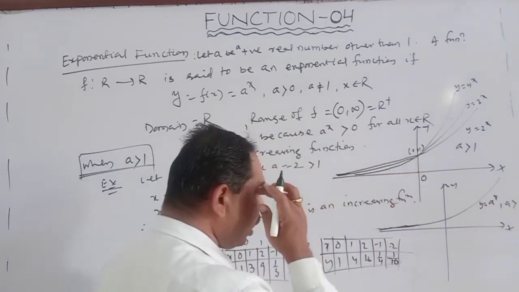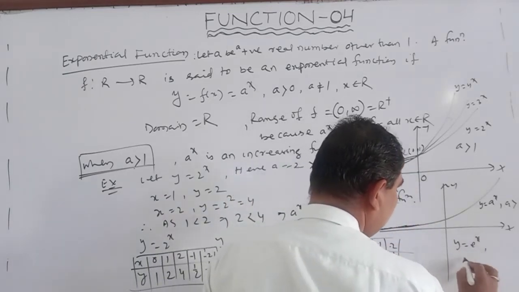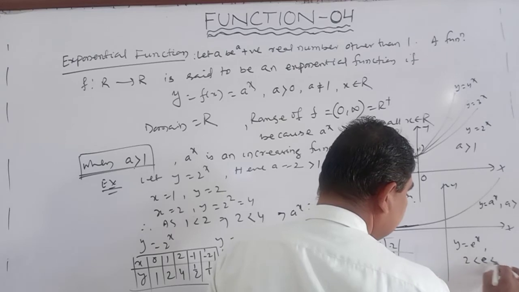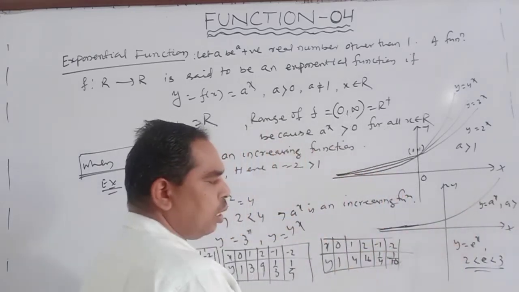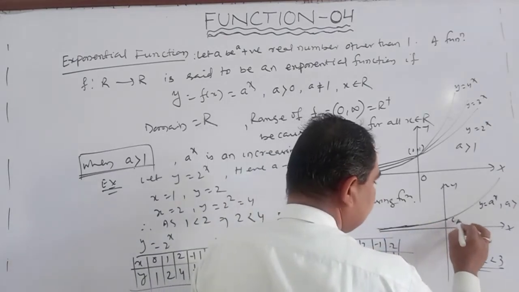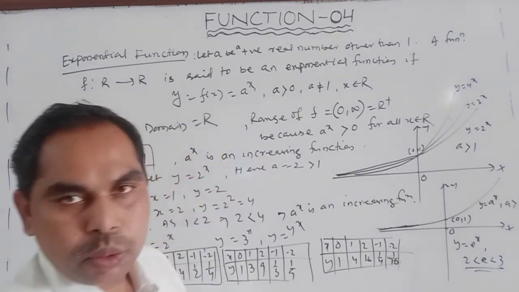Now y is equal to e to power x, same type of graph. Y is equal to e to power x, where 2 is less than e, less than 3. So since e is greater than 1, the graph is also like this. And this is 0, 1. When x is 0, y is 1. Okay?